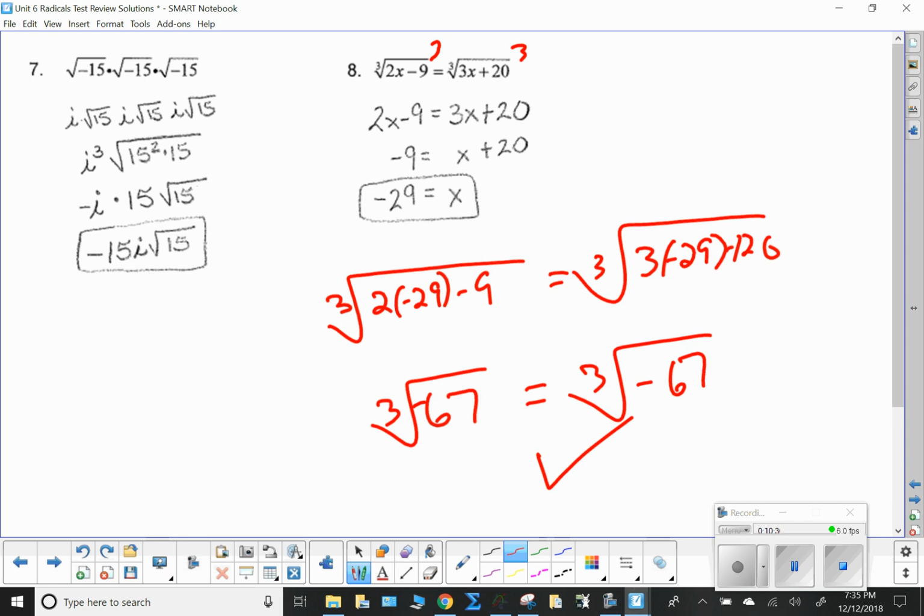That's all there is to solving radical equations. This is Objective 4 from Unit 6. Good luck on that test.